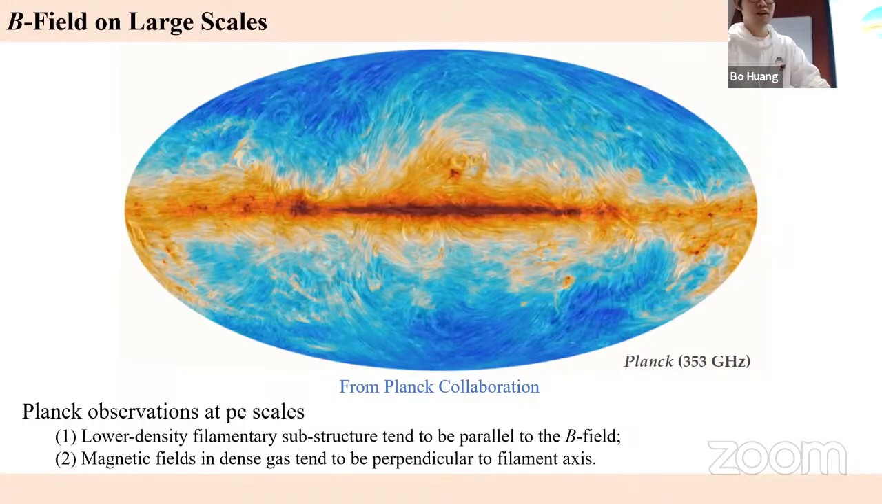And the string-like material will flow along the relatively strong field lines in the dense region and the lower density region. So the conclusion is that the magnetic field is dynamically important at a large scale.